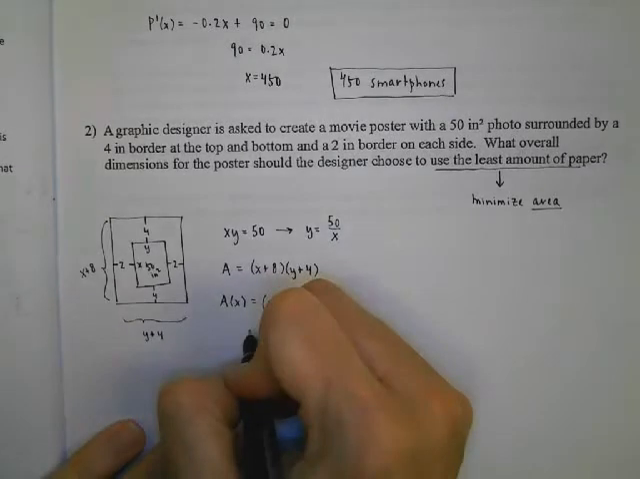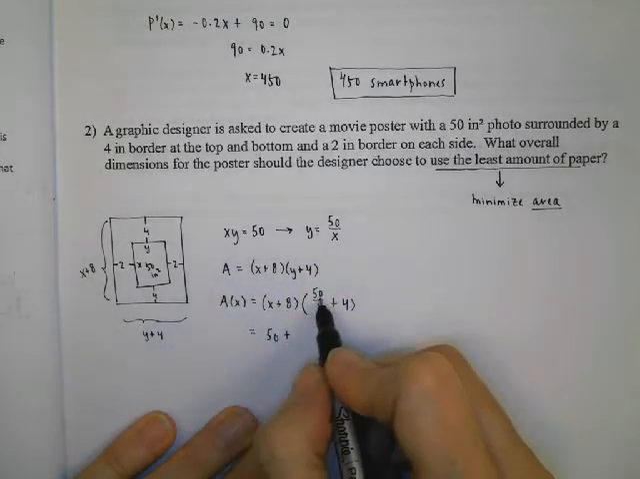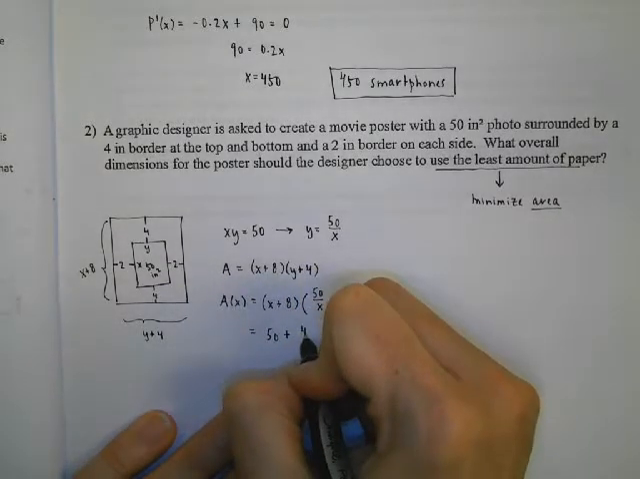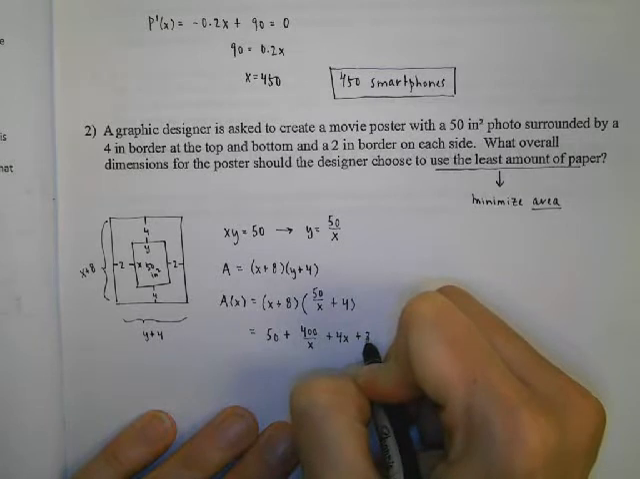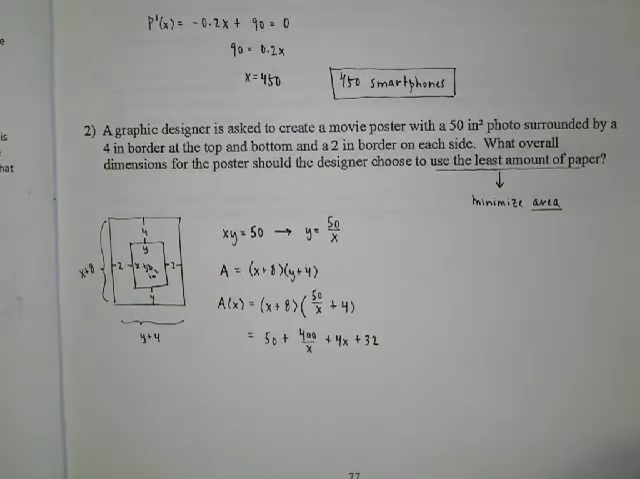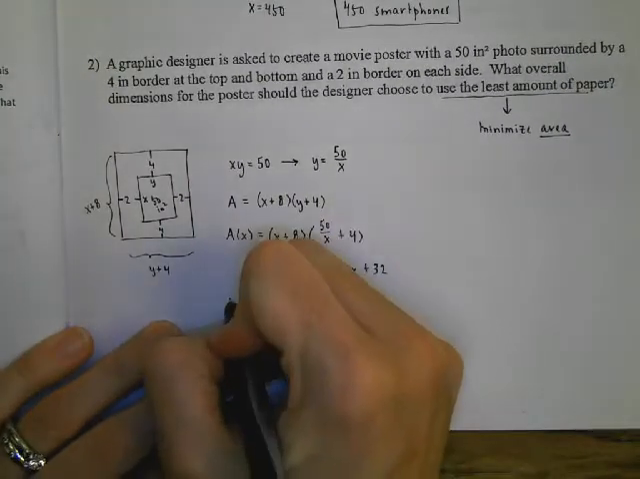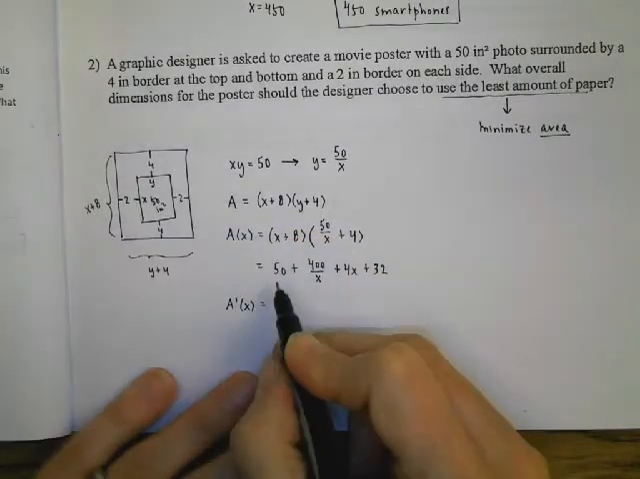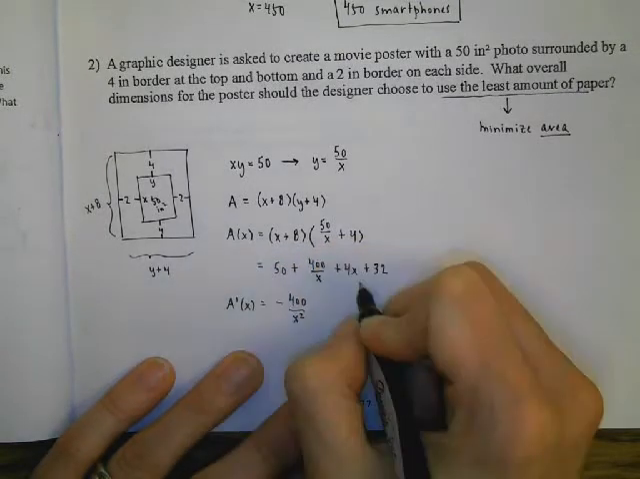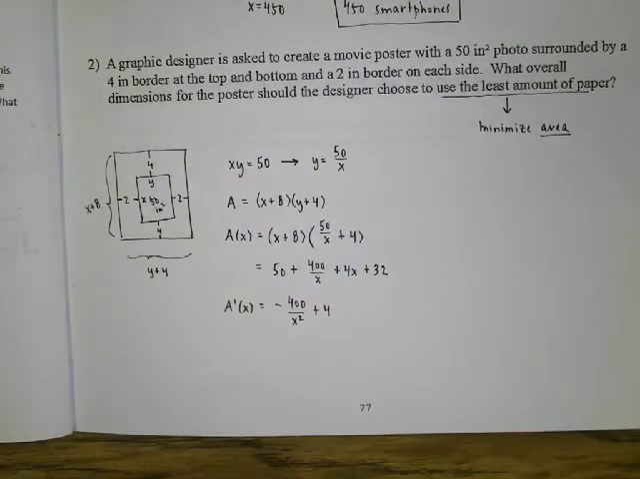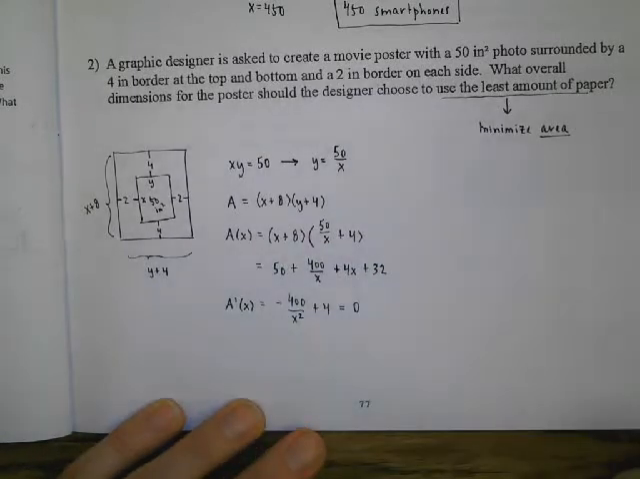So again, I'm going to expand that. So X times 50 over X, that's just 50, plus 8 times 50 is going to give me 400 over X, plus 4X, plus 32. So now all we have left to do are the mechanics here of differentiating and solving. So A prime of X, my 50 cancels out. Here I'm going to have negative 400 over X squared plus 4. My 32 is going to cancel out there. The derivative is 0. And so I'm just going to set this equal to 0.